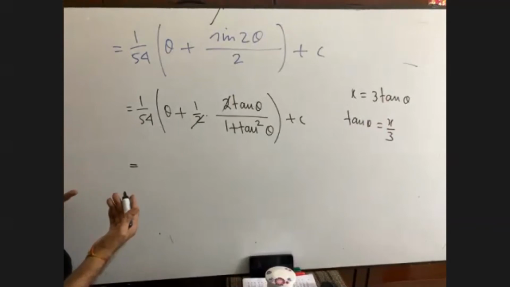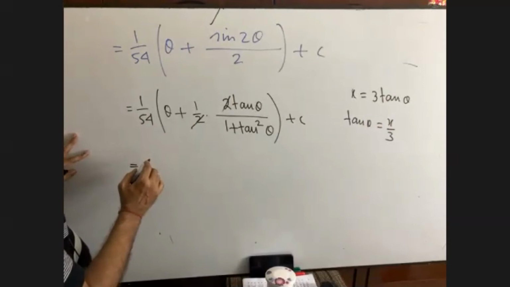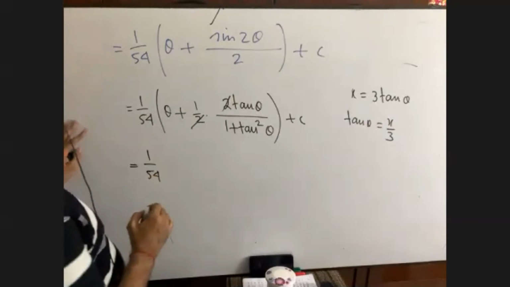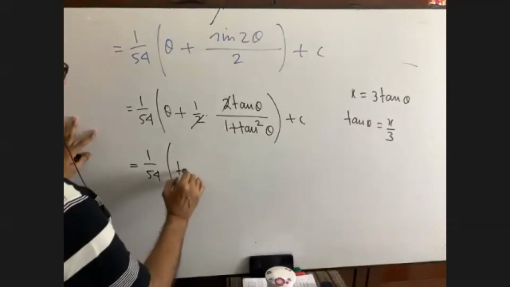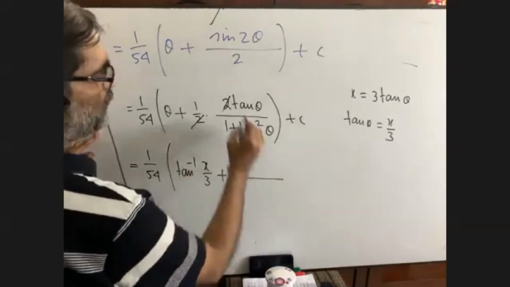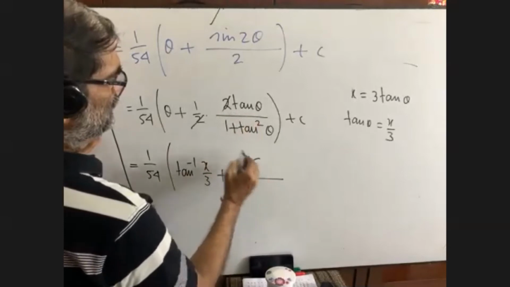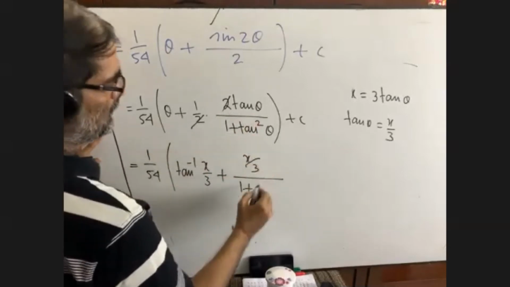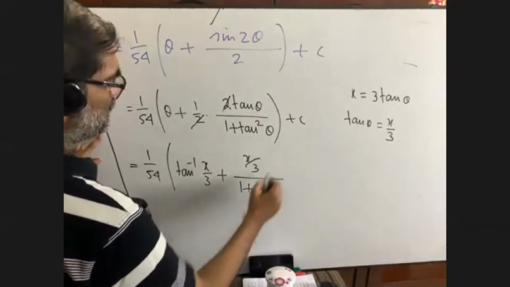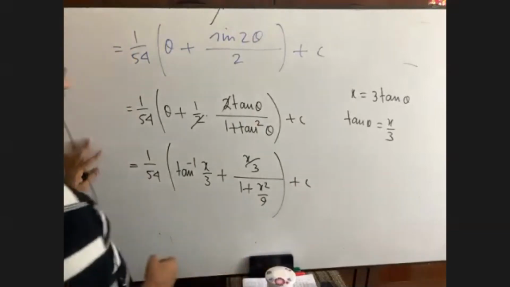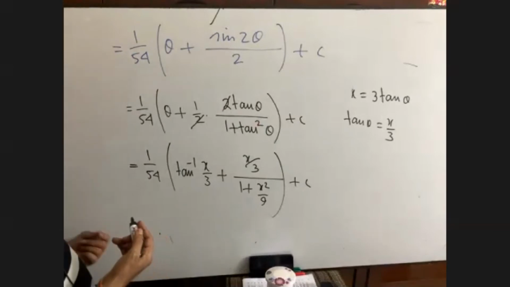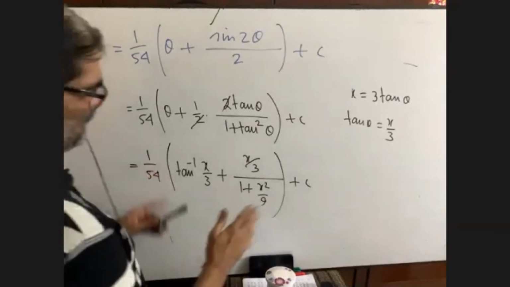You put the value, then you will get, of course, 1 by 54. What is theta? Theta equals to tan inverse x by 3. Then what is tan theta? Tan theta is x by 3. It is what? 1 plus x square by 3 square means 9. Is it? Plus c. Same thing. You will get the same thing. After this, I am not going to do it. Not a matter.